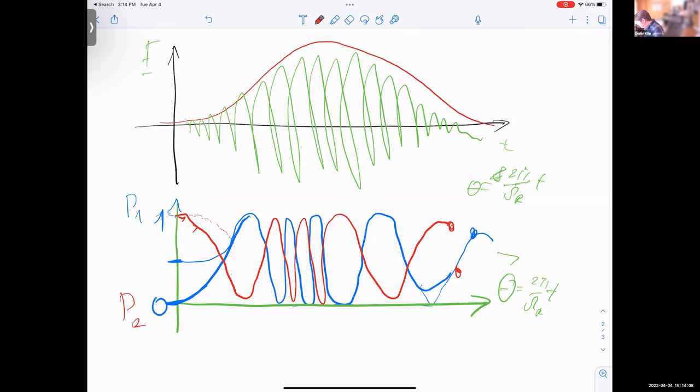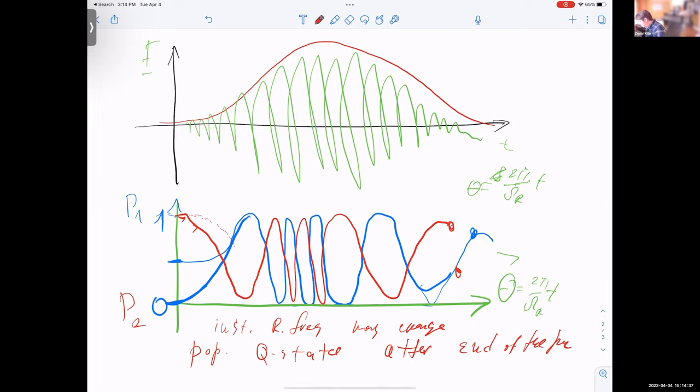So the instantaneous Rabi frequency may change over time. But populations of the ground and excited state, and generally the quantum state of this electronic system after the end of the pulse, depends only on the integral of the intensity of the electric field over time. So instead of expressing population as a function of time, one can express population as a function of theta.